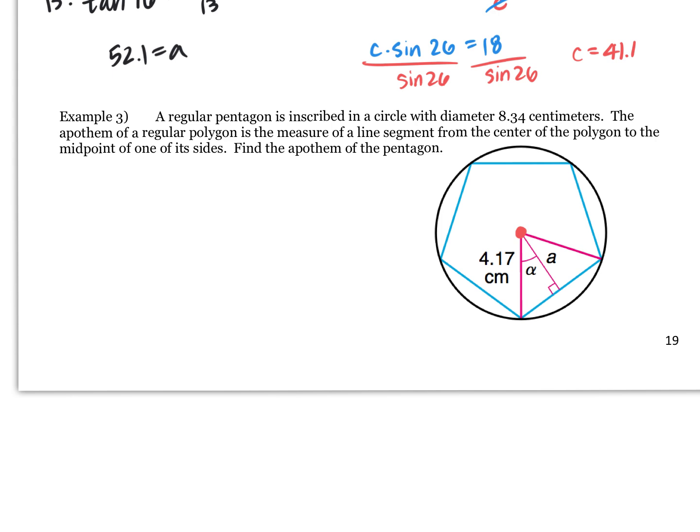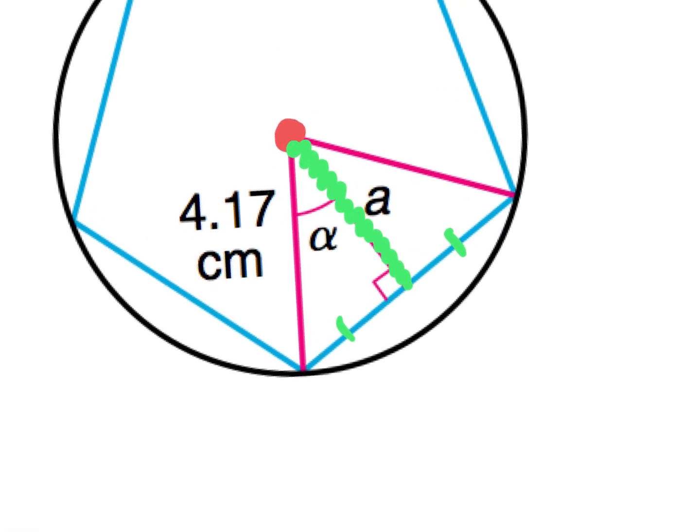So my apothem, I'm going to put it in green. Here is my apothem, you guys. The apothem goes from the center to the midpoint of one of the sides. So this apothem cuts this little side in half. Boop, boop. That's my apothem. Find the apothem of the pentagon. Find just this little a. This is a little alpha, which we might be getting confused with. Little alpha is referring to that angle. Apothem is referring to this green leg. Sound good? Okay. We've got to go find a.